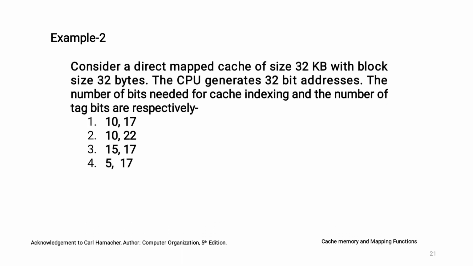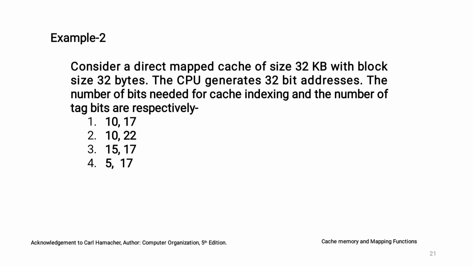In this, consider a direct mapped cache of size 32 KB, meaning 32 kilo. 1 K means 2 raised to 10. 32 means 2 raised to 5. So 32K means 2 raised to 5 into 2 raised to 10 bytes. What is the number of blocks in cache? So 32 KB divided by 32, that is 1 KB. So 1 K blocks will be there.